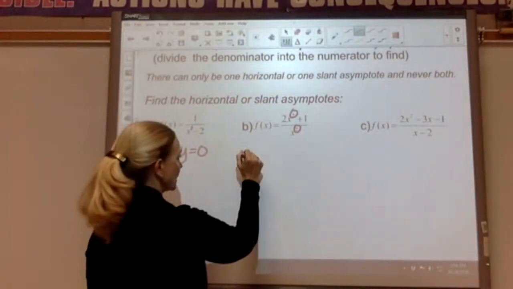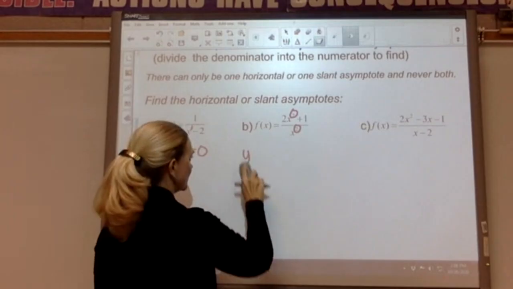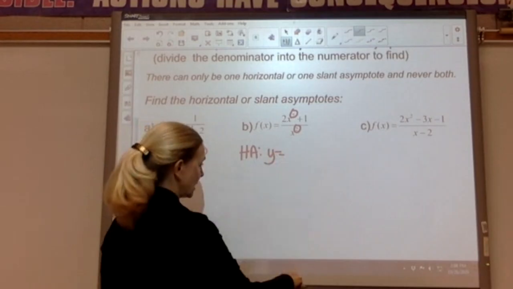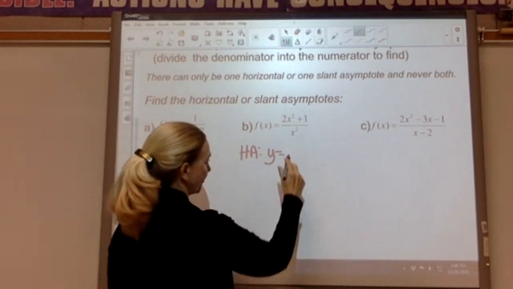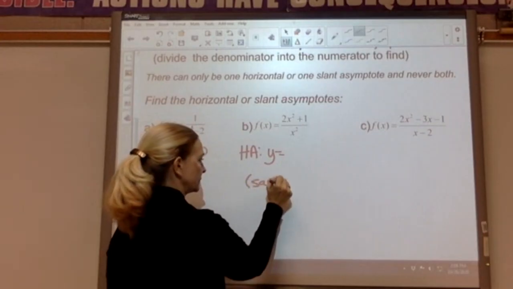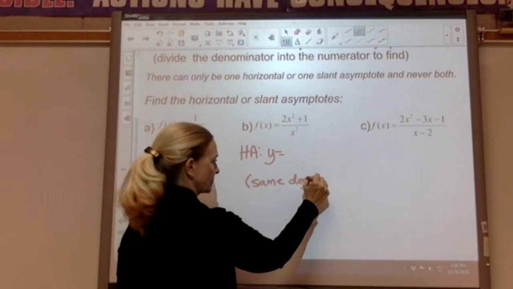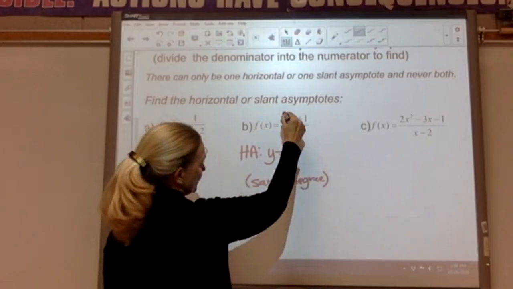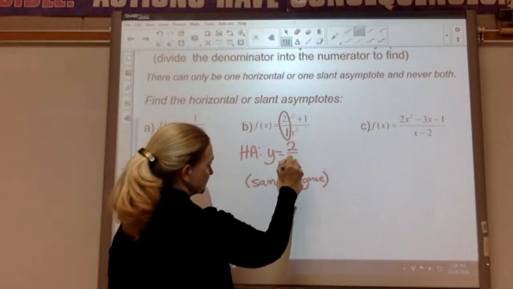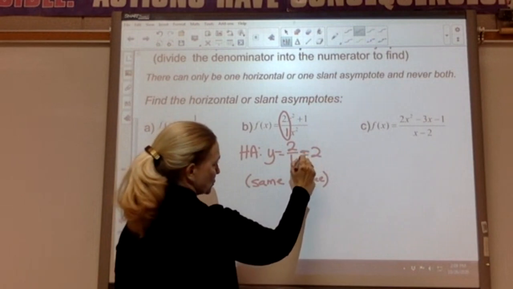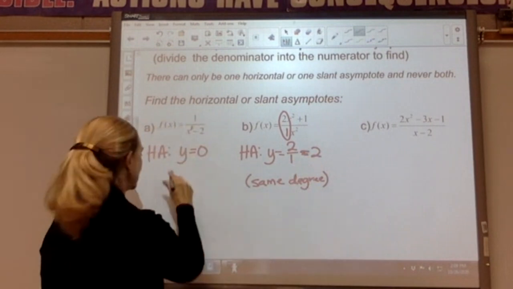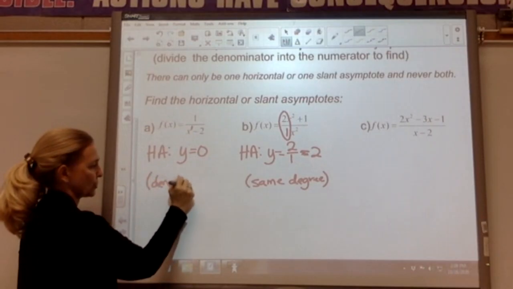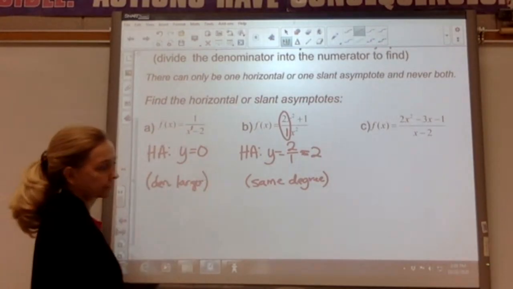So in this case, the horizontal asymptote is going to be y equals, because the degrees are the same, I'm just going to write down here, same degree. And you take the ratio of the leading coefficients. So this is a 1 here in front of this. So it is 2 over 1, which is really just 2. So this is y equals 2. And for this one, I'll just go back and write denominator larger. And we're talking about the degree.